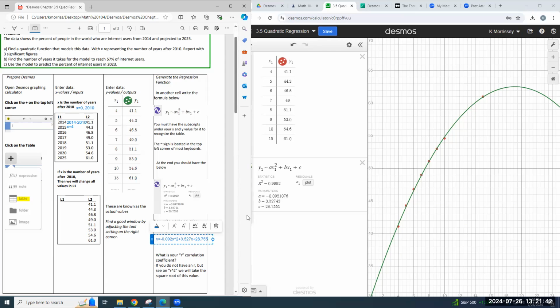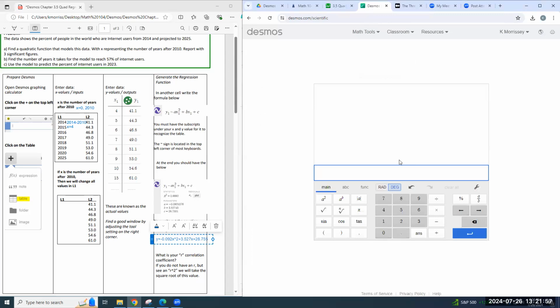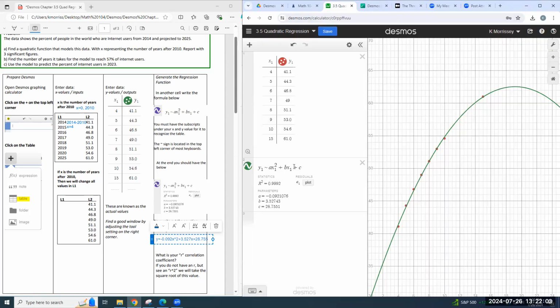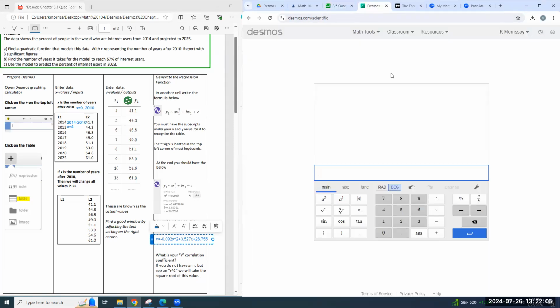So now let's take a look at r squared. When we go to do our project, we actually need your r, not your r squared. So if you are given your r squared, we're actually going to be taking the square root of this value. It's going to be more useful to us. So we're going to go over to your Desmos scientific calculator, and we are going to take that value, which I forgot to record, 0.9992. So we're going to take the square root.